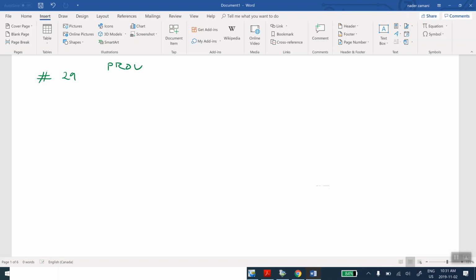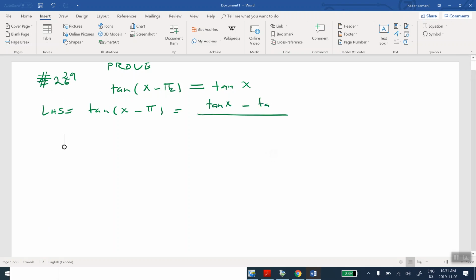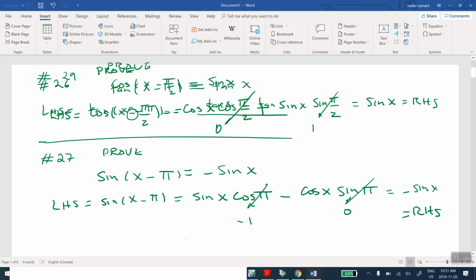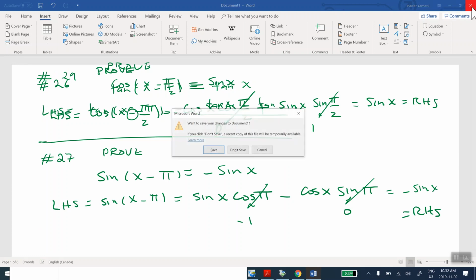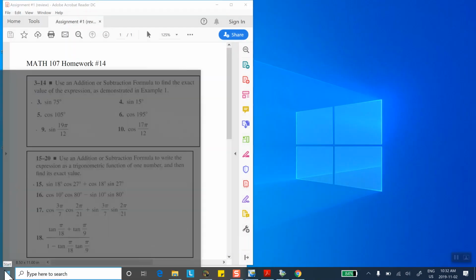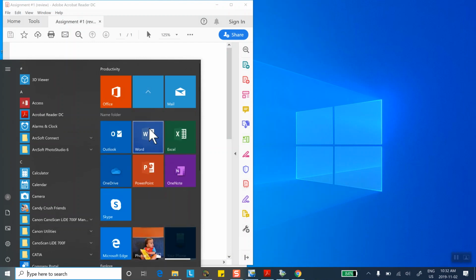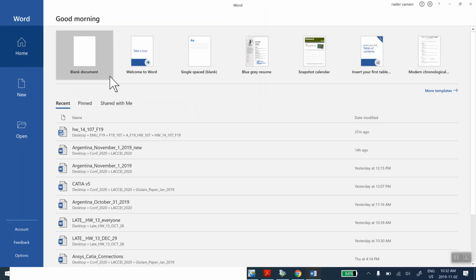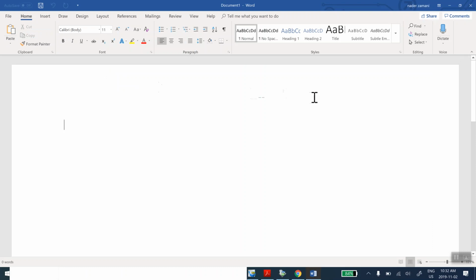Prove tangent of x minus pi equals tangent of x. Okay, left-hand side tangent of x minus pi. Go look it up. It's going to be tangent of x minus tangent of pi. Oh, something is wrong here. This is a jinx. Let me start with another sheet. I'm sorry.